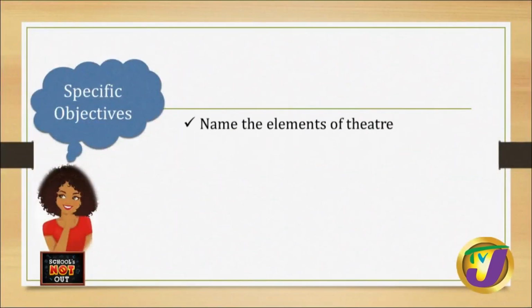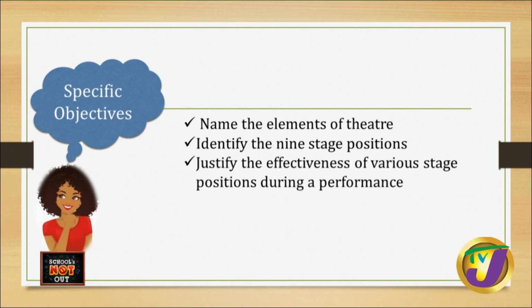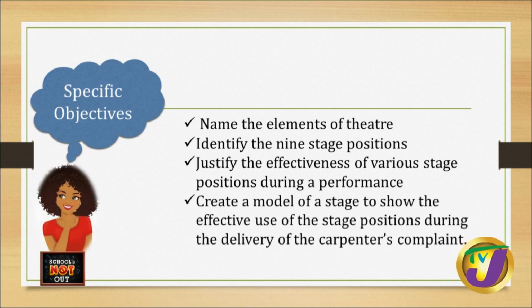Now, at the end of this lesson, students should be able to name the elements of theatre. They should also be able to identify the 9 stage positions, justify the effectiveness of various stage positions during a performance, and also create a model of a stage to show the effective use of the stage positions during the delivery of the carpenter's complaint.